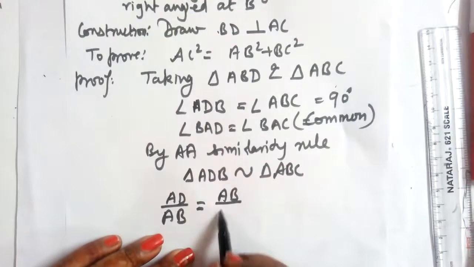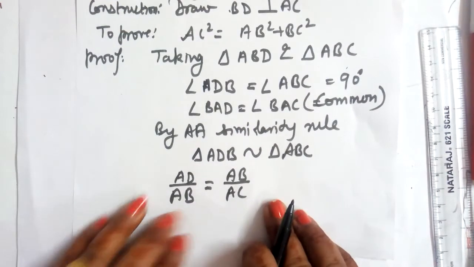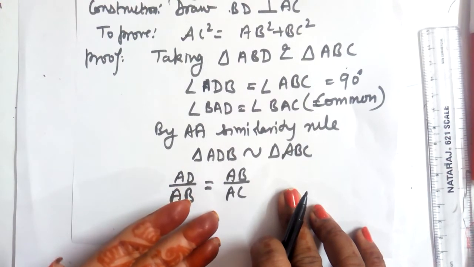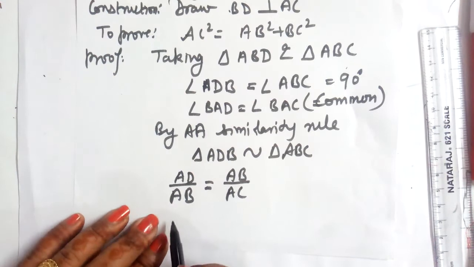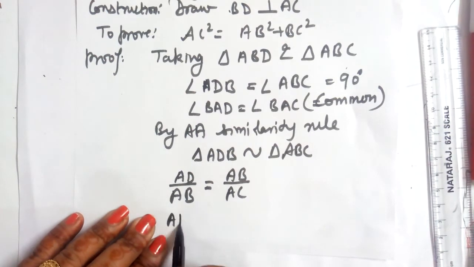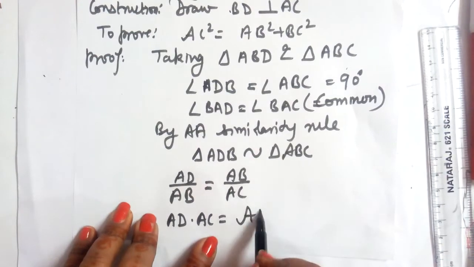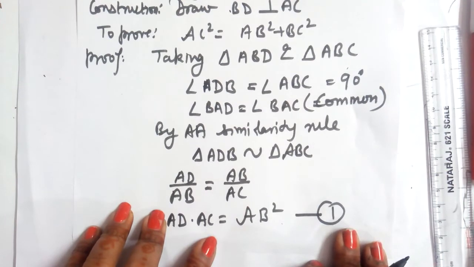So now we have AC. We are not taking the third side because it is not required for us. Other two sides are also corresponding sides and proportional to each other, and we just do the cross multiplication, that is AD into AC is equal to AB square. Okay, so this is the very first equation.